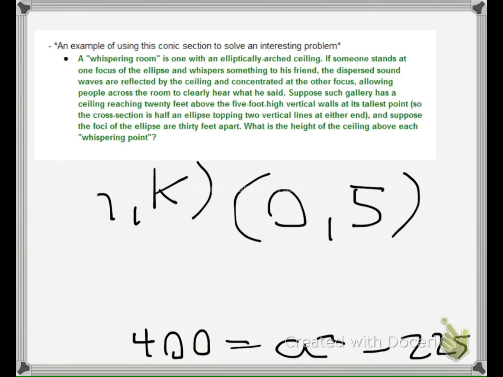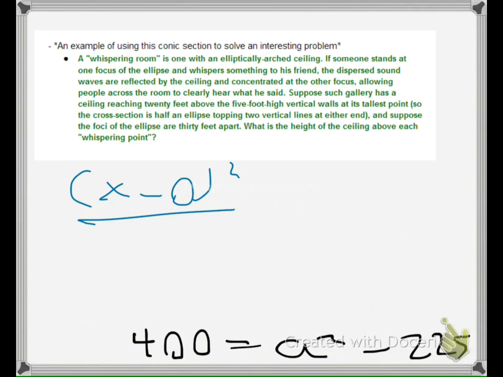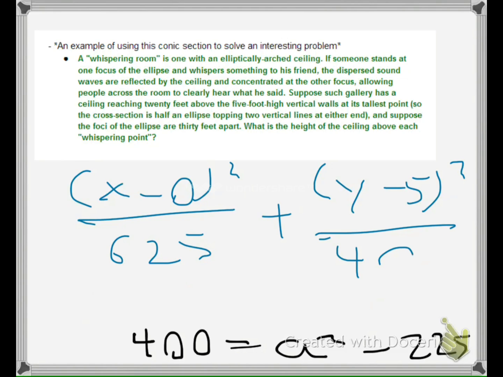Let me erase most of the work. So our equation will be x minus 0 squared over 625 plus y minus 5 squared over 400 equals 1. Okay, just in case the numbers are confusing, we got our numbers from the equation, which is 400 and 625, which is our a squared value.